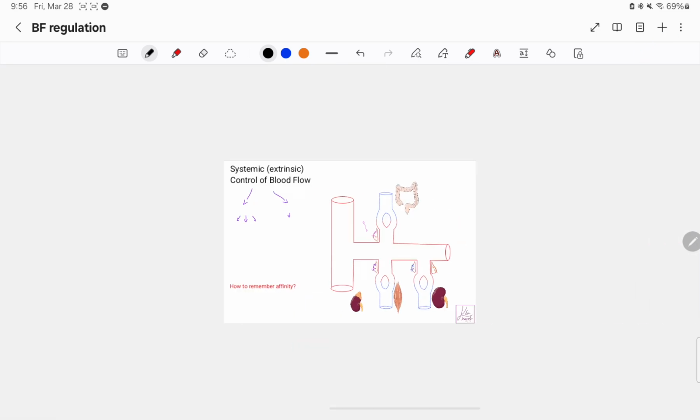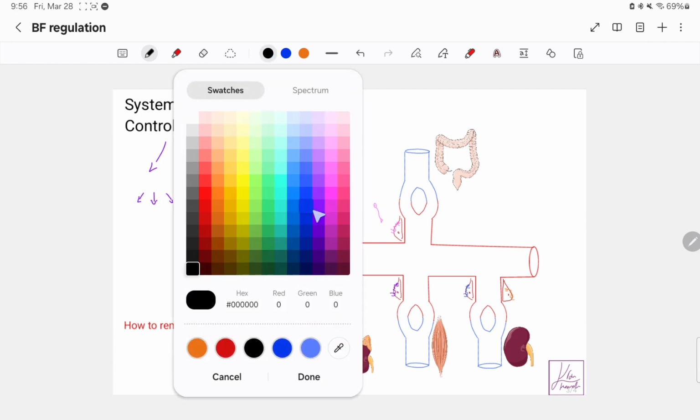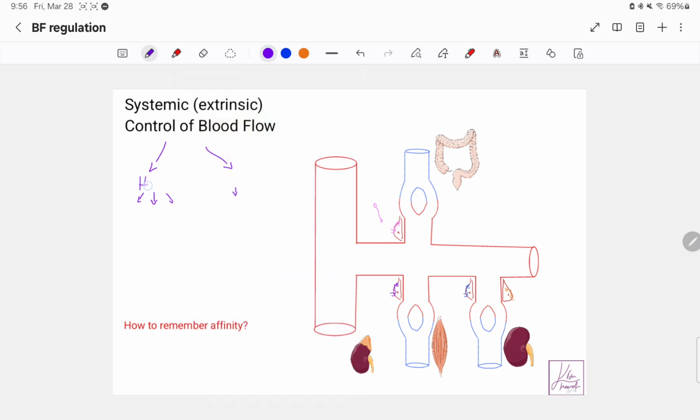All right, next we're going to talk about the systemic or extrinsic control of blood flow. And this one is controlled by two things, guys. Again, we've talked about all of this already. It's controlled by hormonal factors, or it's controlled by the sympathetic nervous system. And you know the sympathetic nervous system releases norepinephrine. Those hormonal factors are going to be, again, vasopressin, angiotensin 2, and norepi/epi. Okay? Now, how do these guys achieve their effects?